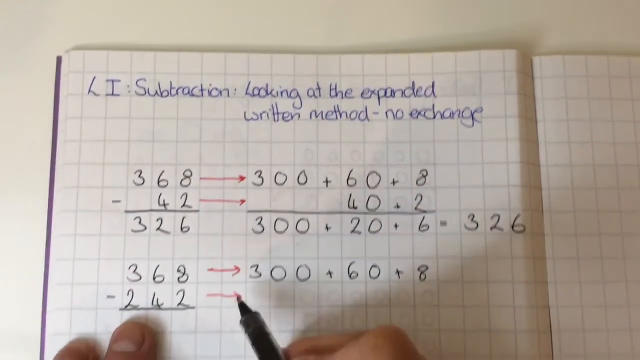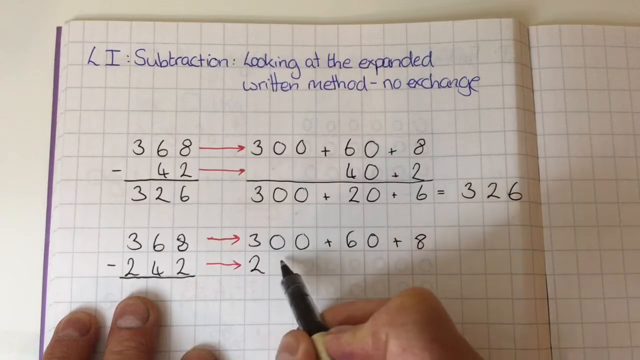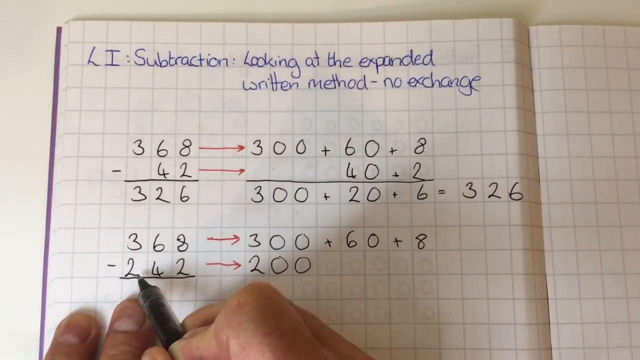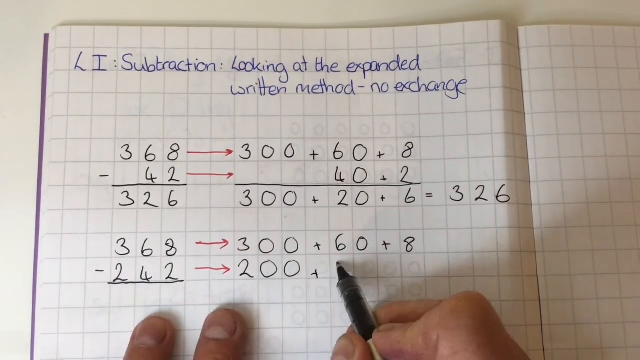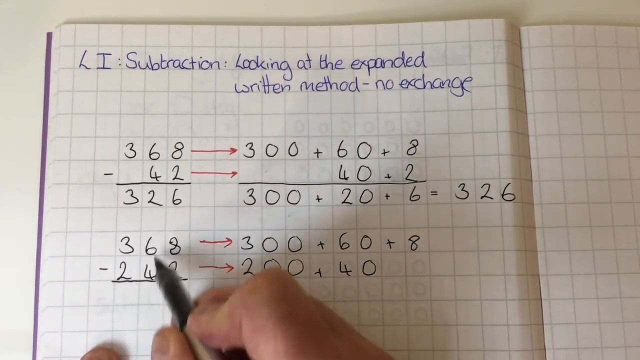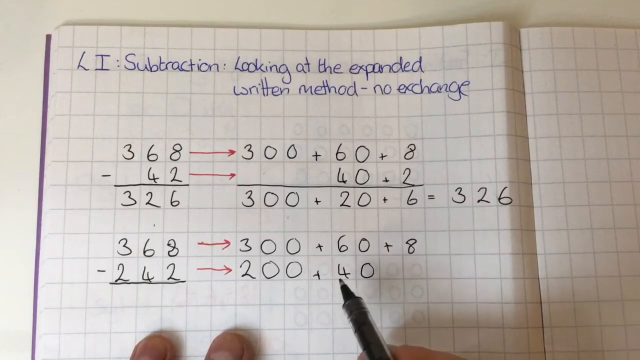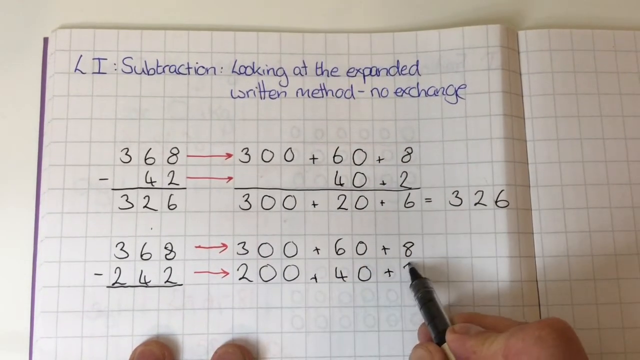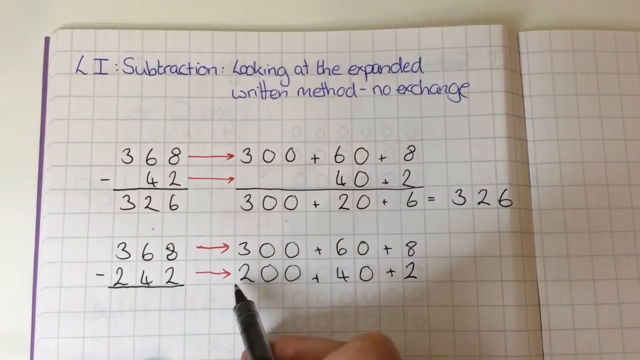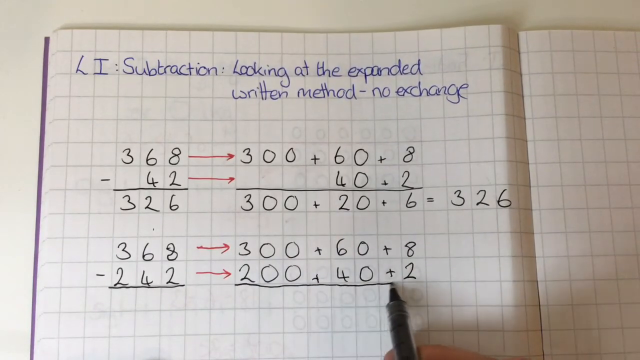This time in the bottom row, we have 200. That's how much the 2 is worth in this number. It's worth 200. Plus 40, because the 4 is in the tens column, that's how much it's worth, 40. Plus, easy peasy, in our units column, it's worth 2. So, we are ready to complete this calculation.